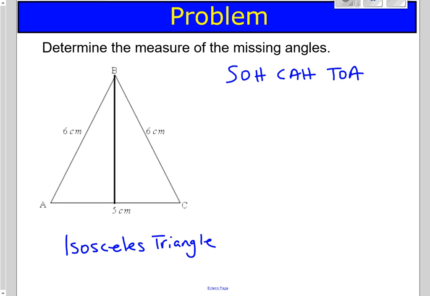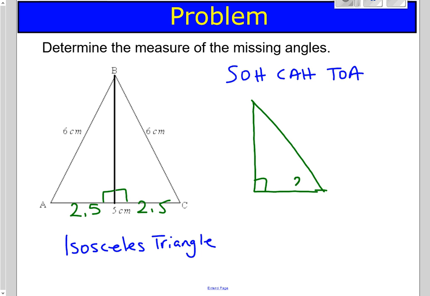Cut it in half. And by doing that, it creates these 90-degree angles on each side, and it cuts each of these sides to 2.5. So now what we actually have is this, and I'll take the right-hand side of it. I have two, whoops, let me clean this up a bit.